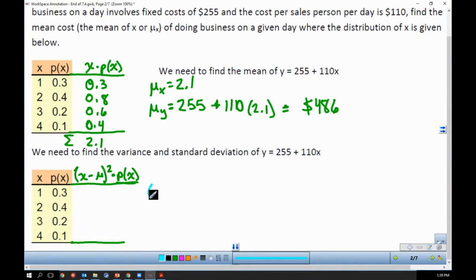So my x is a 1 minus our mean. What did we say the mean of x was up above? 2.1 squared times our probability. What's our probability of x being 1? 0.3. So we're doing all of that in one step on here. So if you type all this in at one time, what would that give you? 0.363.